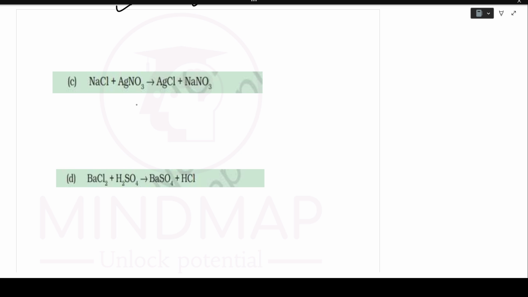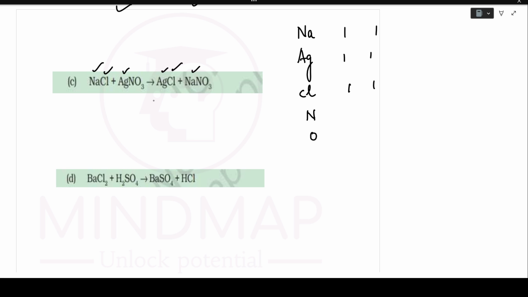Let's see one more. Here is NaCl plus AgNO3 gives AgCl plus NaNO3. तो चलो पहले लिख लेते हैं Na, and then we have silver. Then we can write chlorine, nitrogen and oxygen. Now sodium 1 and 1. This is already balanced. Silver is 1 and 1, no problem. Okay. Chlorine is 1. Here again 1.